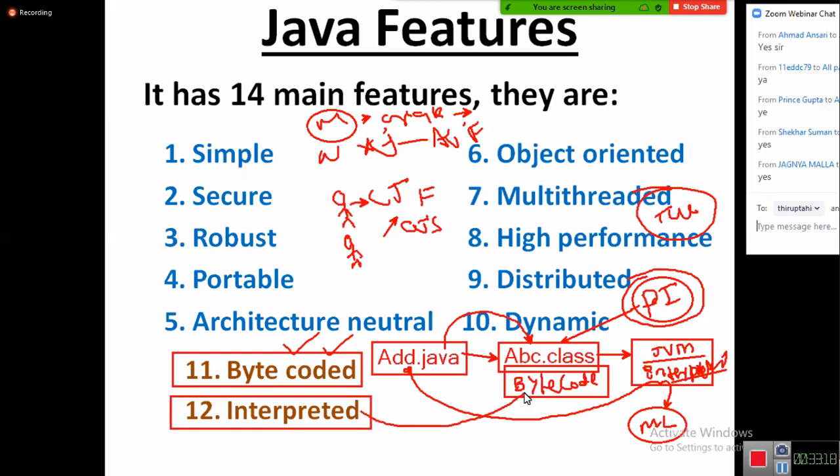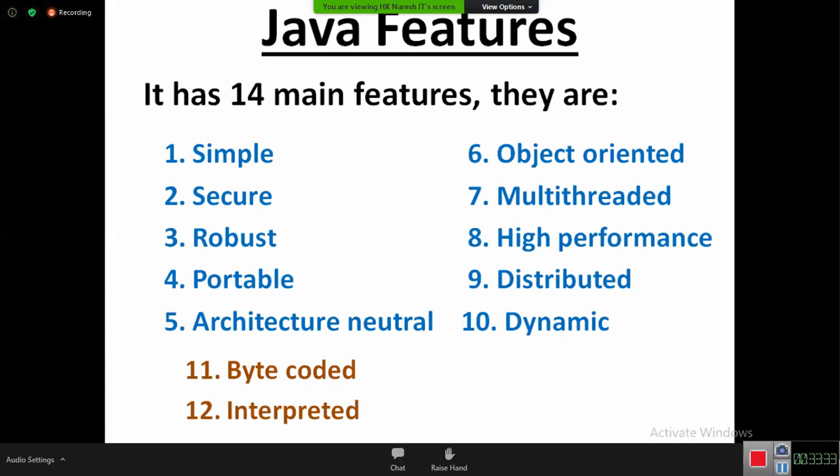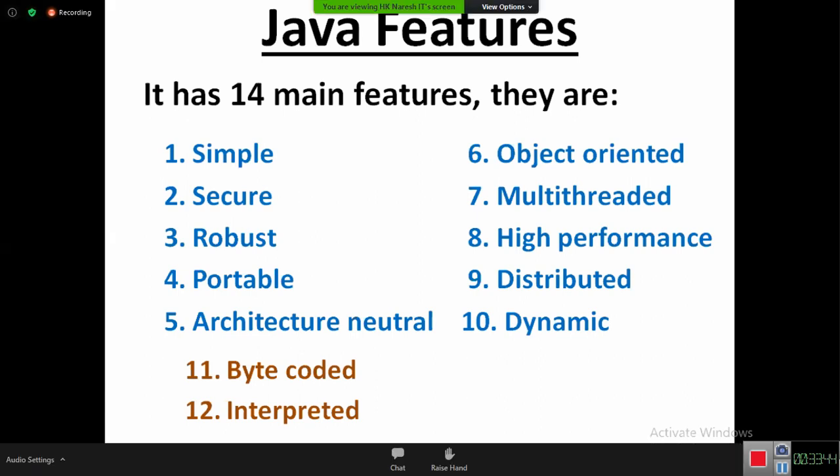Java is an interpreted programming language. The bytecode is not directly executed by the OS. It is executed by one special program called the interpreter. Because any programming language program executed by an interpreter, we call it an interpreted programming language. Everyone understand these two features? Any doubts? In these 12 features, any doubts? Are you all able to understand all these 12 features?